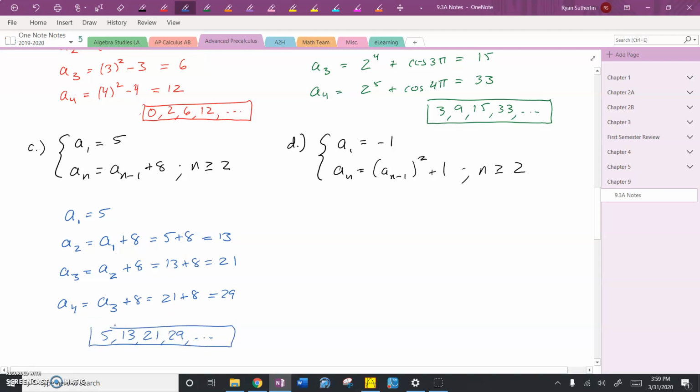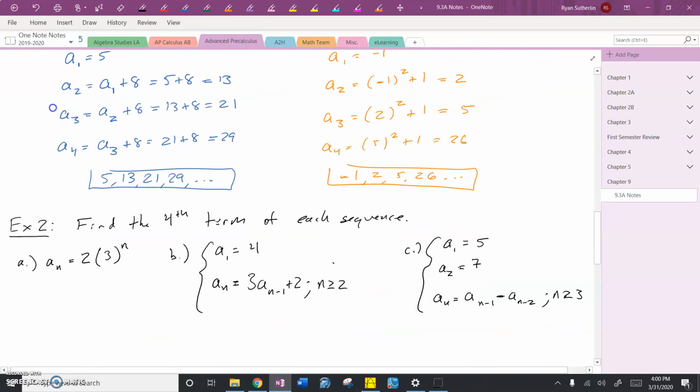All right, pause the video and try part D. All right, let's take a look and see how you did. So the first term is negative 1. The second term would be my previous term, which is negative 1 squared plus 1. So that's 2. The third term means I'm going to take the previous term, which is 2, square that plus 1. So that ends up giving me 5. And then the fourth term, I'm going to take 5 and square it plus 1, which gives me 26. So negative 1, 2, 5, and 26.